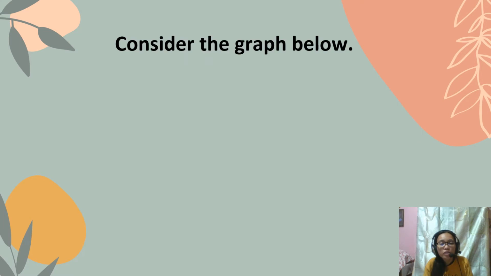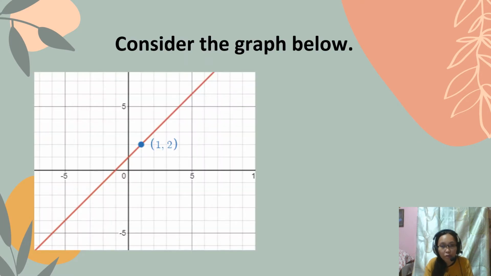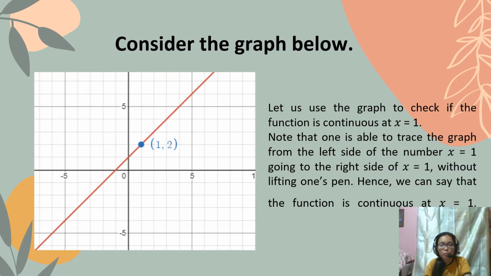So, let's consider the graph below. We have a linear function, and the labeled point here is x equals 1 and y equals 2. Let us use the graph to check if the function is continuous at x equals 1. This is where we should investigate whether the linear function is continuous at x equals 1.